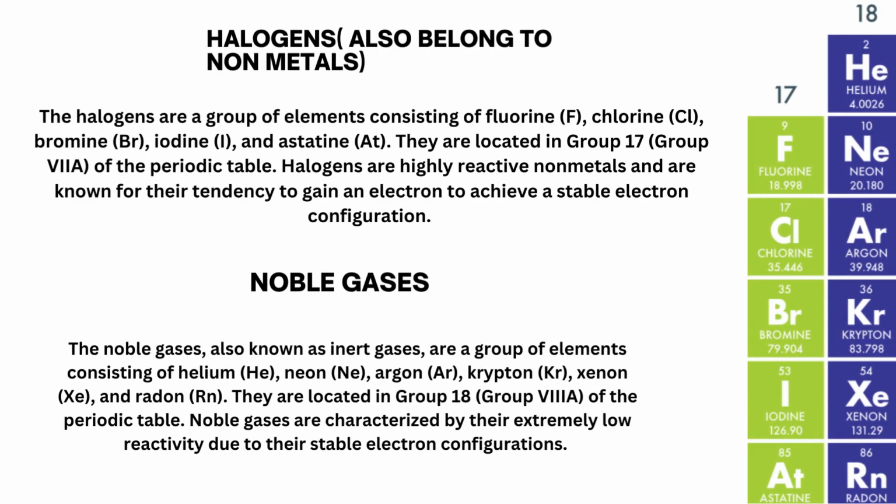The halogens are a group of elements consisting of fluorine, chlorine, bromine, iodine, and astatine. They are located in group 17 of the periodic table. Halogens are highly reactive nonmetals. The noble gases, also known as inert gases, are a group of elements consisting of helium, neon, argon, krypton, xenon, and radon. They are located in group 18 of the periodic table. Noble gases are characterized by their extremely low reactivity.